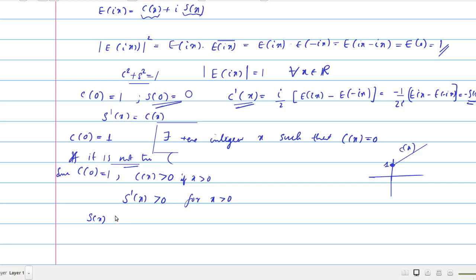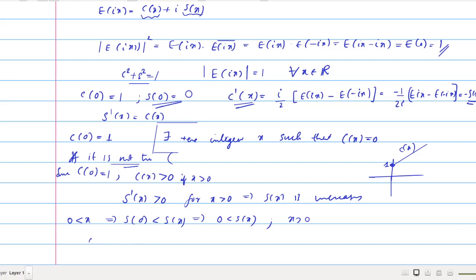So we know that 0 is less than s of x, and from this you can write s of x is increasing. Since these are positive quantities, if we take 0 less than x, we get s of 0 is less than s of x due to the monotonicity. So that implies 0 less than s of x. That means for all x greater than 0, s of x is always positive.